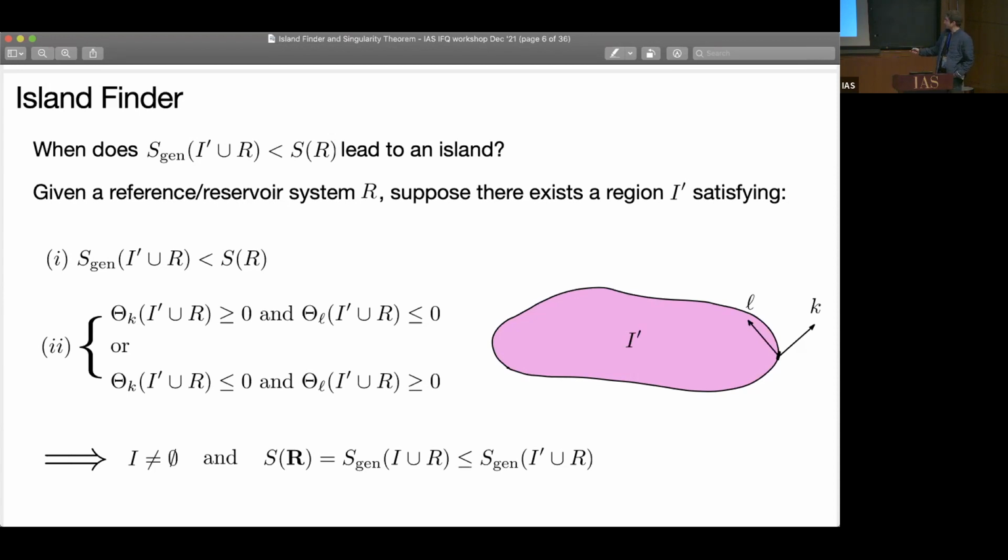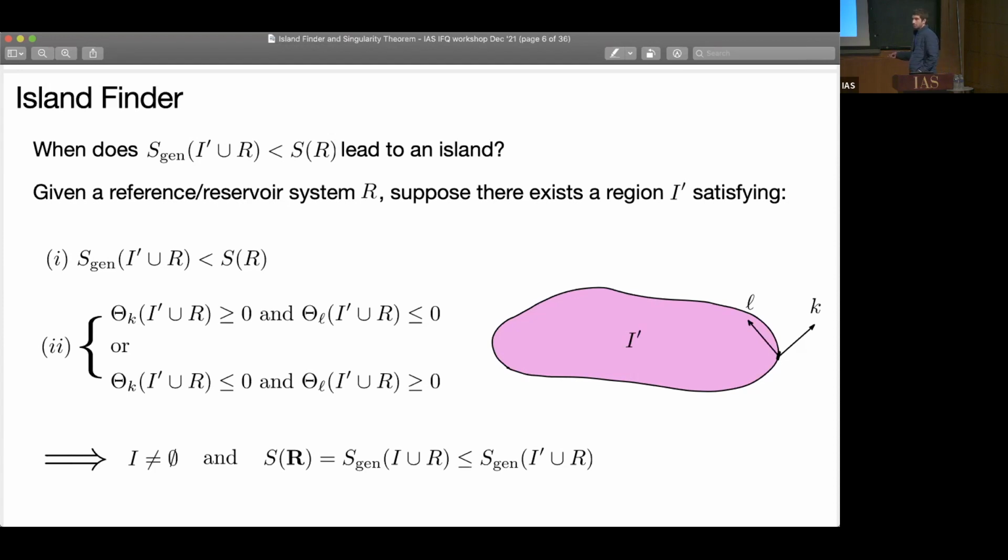Now, in this case, this is called the quantum normal region, and this other one is called the quantum anti-normal region. But anyways, the claim is that these conditions imply that there is an island, or in other words, the island is not the empty surface, it's not the empty set. And further, the entropy of boldface R computed with the island rule is upper bounded by the generalized entropy of I prime union R.